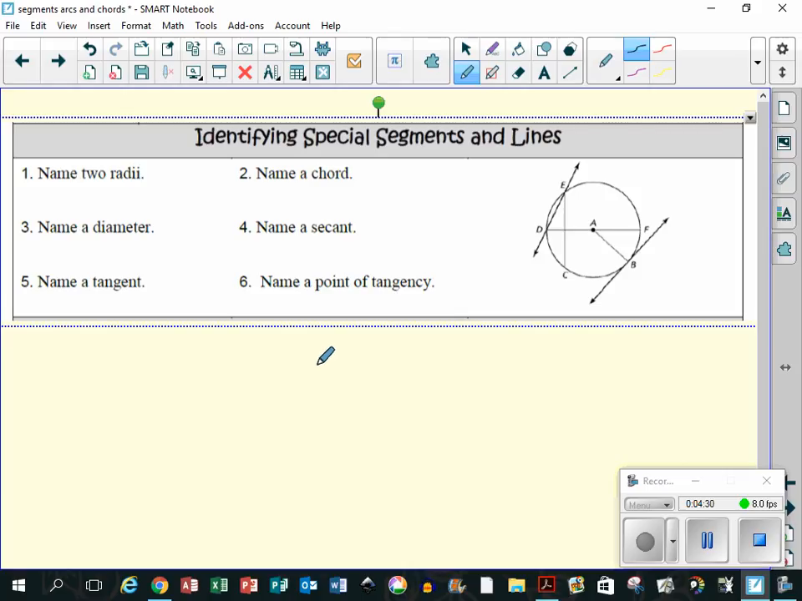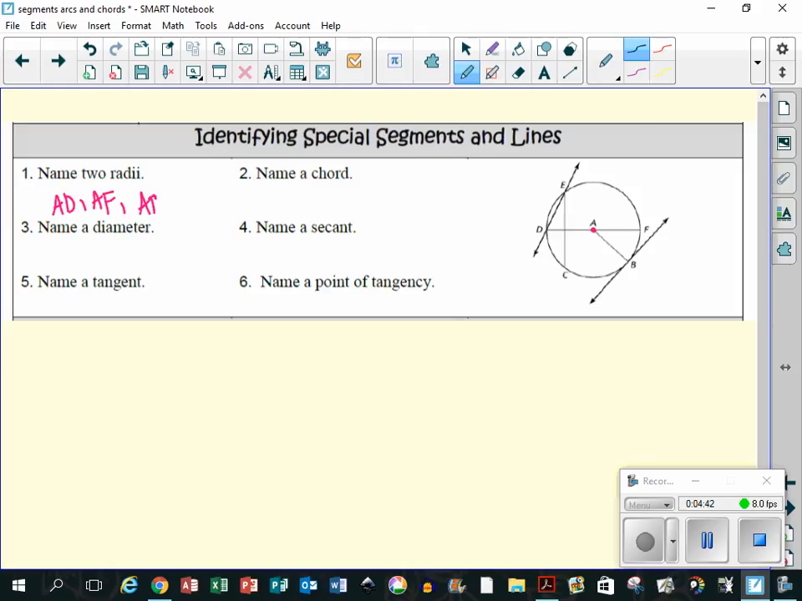All right, so let's identify. Name 2 radii. Go to the center and find 2 pieces that go to the edge. So AV, AF, and AB. Those are all segments. A chord, remember, has 2 endpoints on the circle. So EC is a chord, DF is a chord, and that's it. Oh, I could also say segment ED. So segment ED is a chord.